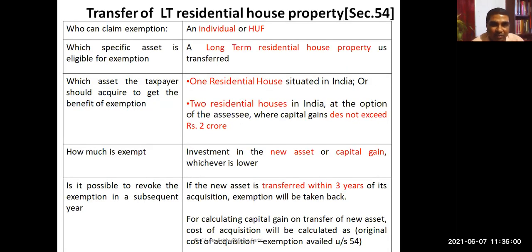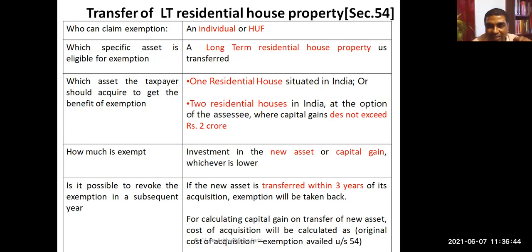Good. Now, if you summarize what we learned here under section 54, who can claim exemption? An individual or HUF. What should be the property? Long-term residential house. Money should be invested in one residential house situated in India or 2 residential houses in India, provided the capital gain doesn't exceed 2 crores. How much exempt? Investment in new asset or capital gain, whichever is lower. If the new asset is transferred within 3 years of its acquisition, exemption will be taken back, meaning the exempted amount will be reduced from the cost.